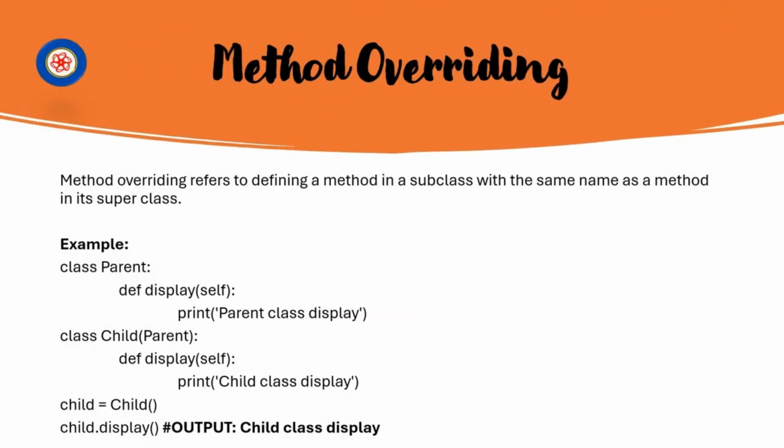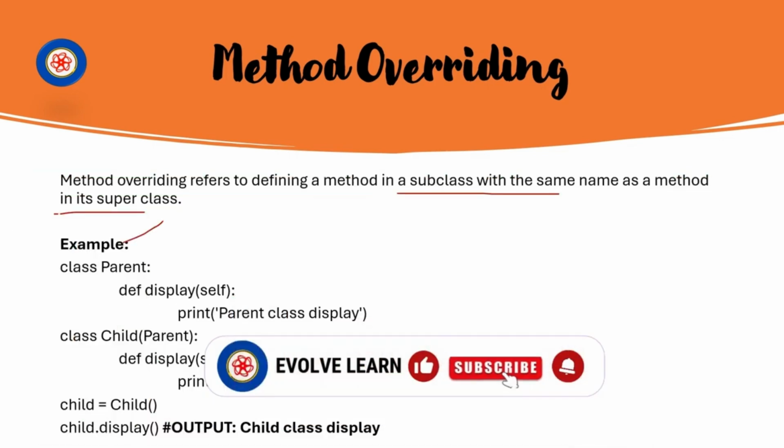Method overriding is a feature in object-oriented programming referred to as defining a method in a subclass with the same name as a method in its superclass. There are a few key points that you should keep in mind while dealing with method overriding. These are: method overriding requires inheritance. The subclass inherits the method from the superclass and then provides its own implementation. The method in the subclass must have the same name and parameters as the one in the superclass. Finally, method overriding supports polymorphism.